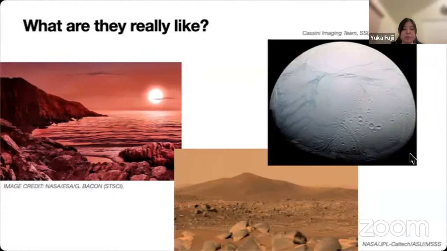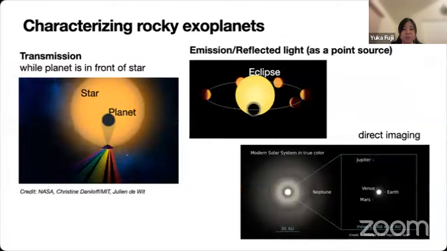Unlike planets within our solar system, the information we can obtain about exoplanets is very limited. Let me briefly introduce several techniques to understand and characterize planetary surface environment. First, transmission spectroscopy is a technique to probe the wavelength dependence of the apparent size of the planet, while the planet is just in front of the star. This can tell us the wavelength-dependent extinction properties of the atmospheres, which are clues to the atmospheric compositions.